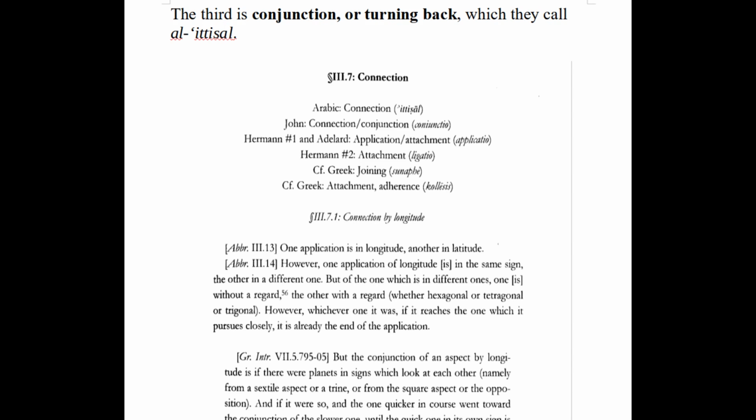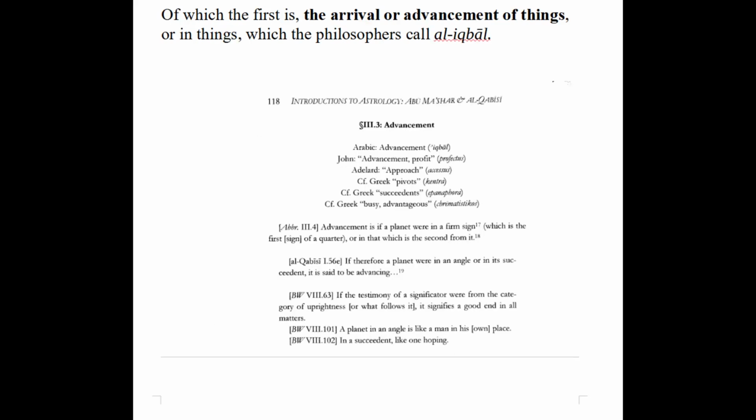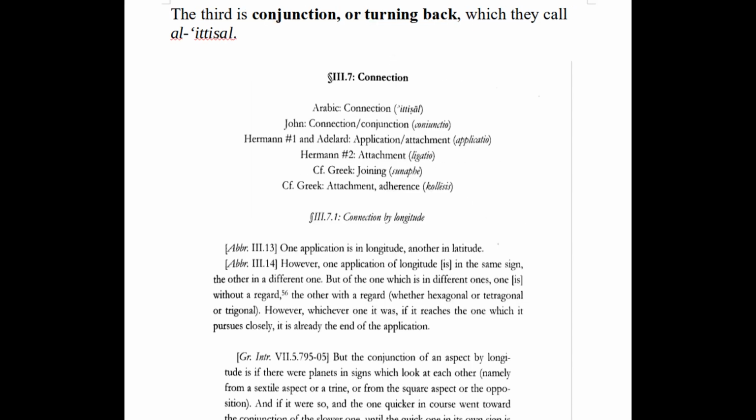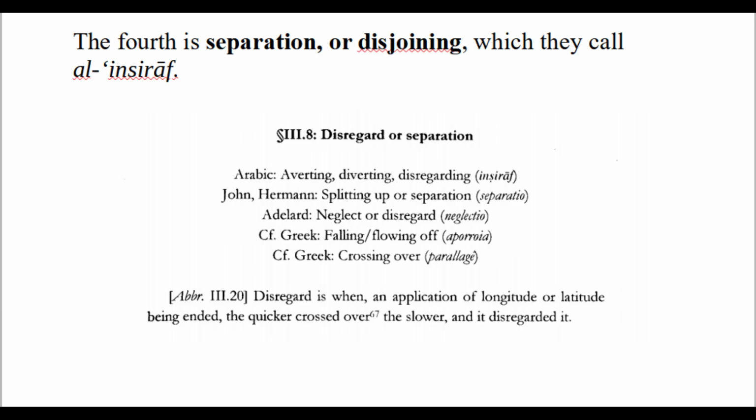But remember, we've got advancement, we've got retreat, we've got connection. These are 3 of the 16 ways in which things can be advanced or diminished or ruined or not come to be. So 3 different ways in which things can either come to be or not come to be. So connection. Obviously the type of connection and the type of applying thing is important. And then the next one, the 4th, is separation or disjoining.